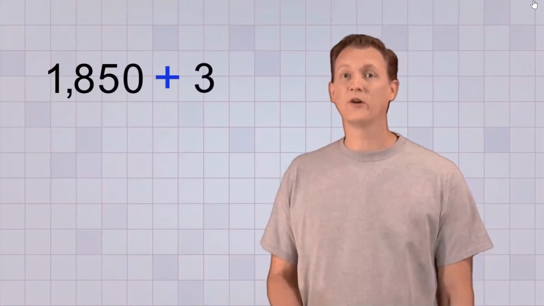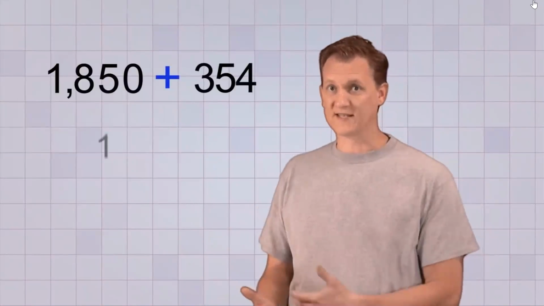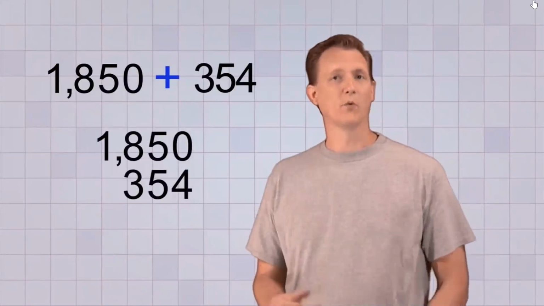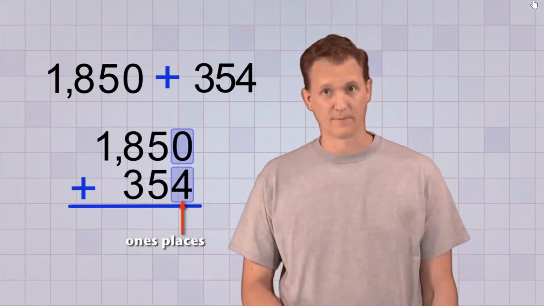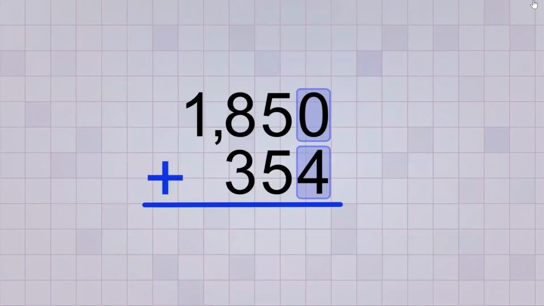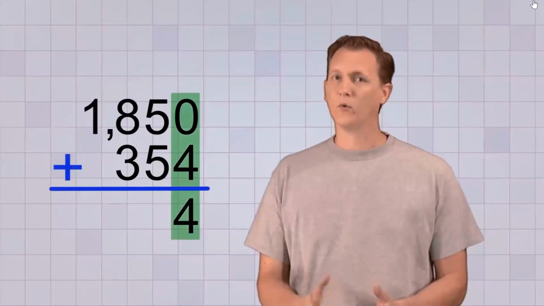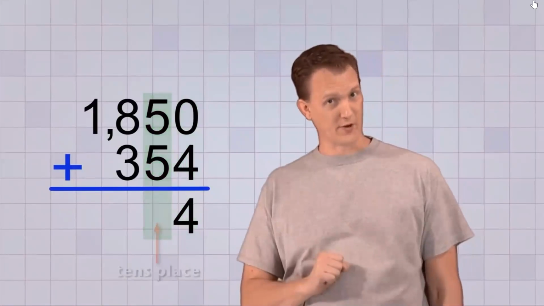1,850 plus 354. Okay, the first step is the same. We need to stack the numbers up so we can add each number place column. Be sure to line up the ones places and draw your line and plus symbol just like in the last example. Again, we always start by adding the digits in the ones place. 0 plus 4 equals 4. So a 4 goes in the ones place of our answer. Now we move to the next place to the left, the tens place. And here comes the tricky part.